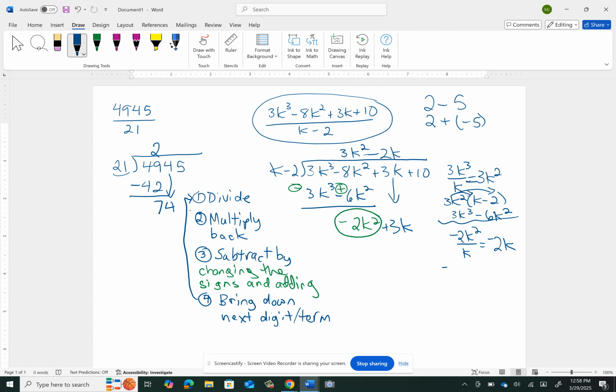Then I'm going to multiply that negative 2k back by the entire k minus 2. So I'll be distributing negative 2k squared plus 4k. I'm going to write that down right here, negative 2k squared plus 4k. And then now I'm ready for that hard step where I'm trying to subtract that polynomial. So I'm going to subtract by changing the signs and then adding those integers.